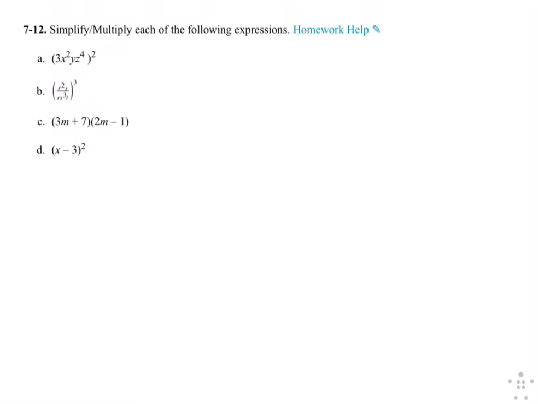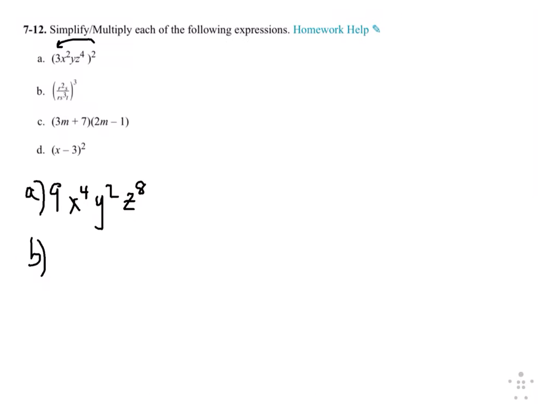Okay, for number 12, they want us to basically simplify. So for A, we have to distribute this squared in. So it's 3 squared, which is 9, and then x squared, 2 to the second, we multiply, we get x to the fourth, and then y squared, and then z to the fourth squared, which is 4 times 2, which is 8. You have to bring that 2 into each one of those separate variables and coefficient.